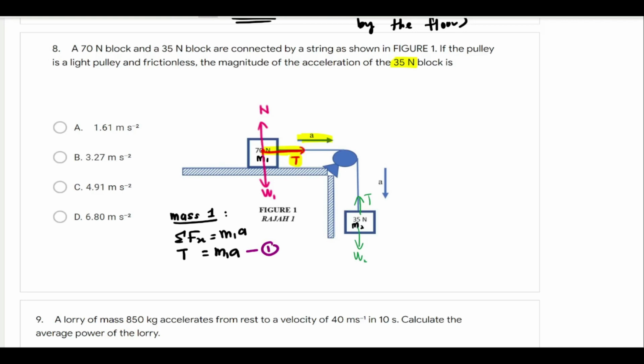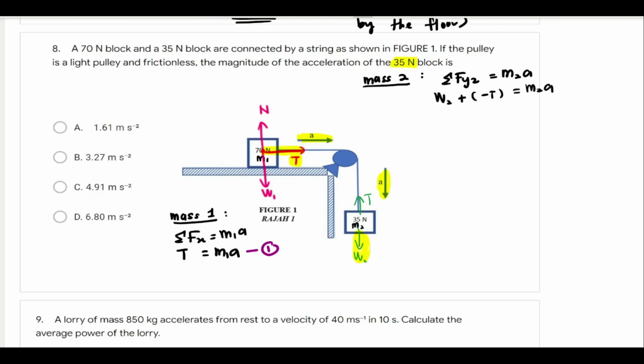And then we proceed to the second part, which is for the second mass. Okay, so mass 2 is actually moving downward. Okay, so the direction of A is downward, the direction of W2 also downward. So W2 akan jadi positif, T yang akan jadi negatif. Boleh senang macam tu. Okay, so you can write the motion is in vertical motion, so total Fy2, okay, which is equal to M2A. So here we have W2 plus negative T equal to M2A.